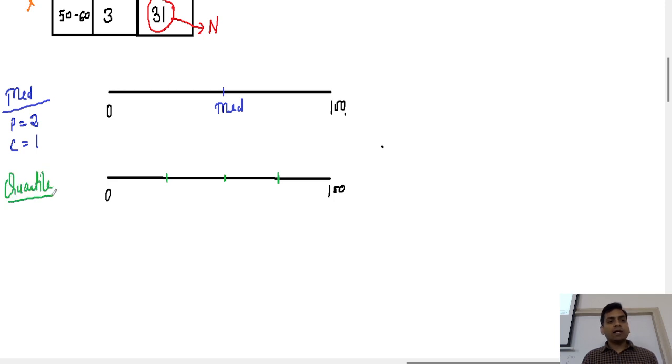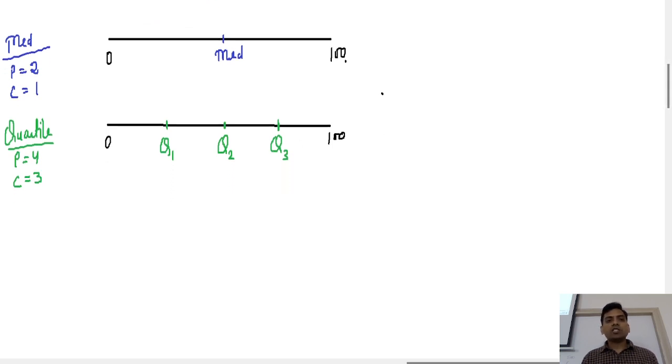So in case of quartile, there are 4 parts and 3 cuts. Quartile is denoted by Q. In case of median there is only 1 because of 1 cut. In case of quartiles, there are 3 cuts, so there are 3 quartiles. The name of this first point is quartile first, the second is quartile second, and this is quartile third. Is it clear? Any doubt or confusion? Okay.